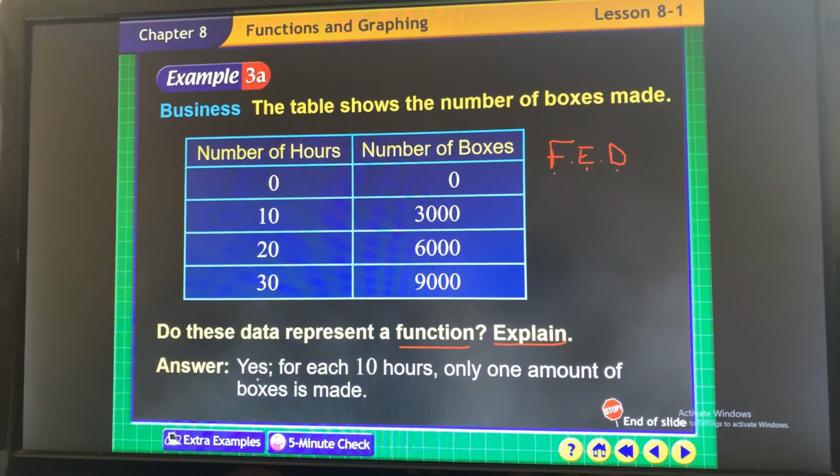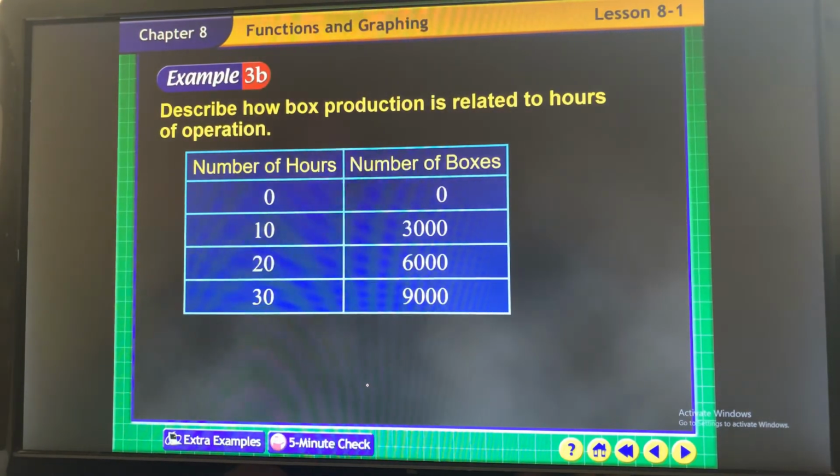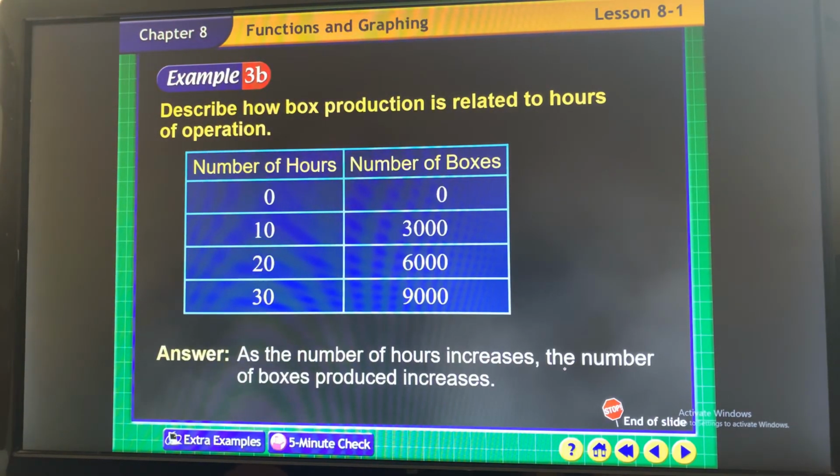So remember your script before was yes, because it passes the vertical line test, or yes, because each x value has a unique y value. This is specific to the story. For each 10 hours, only one amount of boxes is made. And then it'll say describe as the numbers of hours increase. So you're getting some descriptive words in there. So you could even say as the number of hours increase by 10, the number of boxes produced increases by 3,000. Okay? So that's a description.